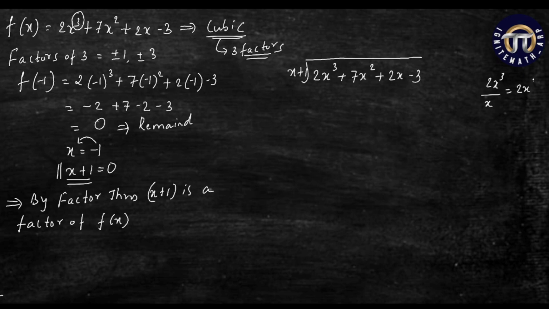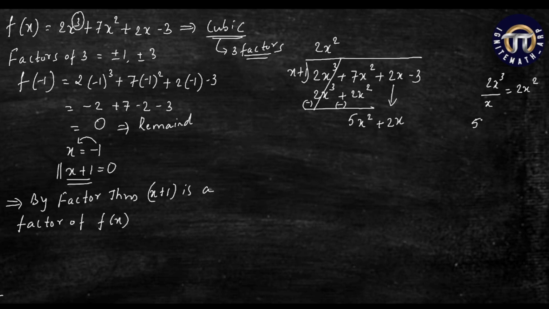I'm going to get 2x square, that is going to be the first term of the quotient. So 2x square into x is 2x cube. 2x square into 1 is 2x square itself. So I'm supposed to change the sign, right. So here this will get cancelled. I'm going to get 5x square plus 2x. Why plus 2x? Because this 2x is to be taken down.